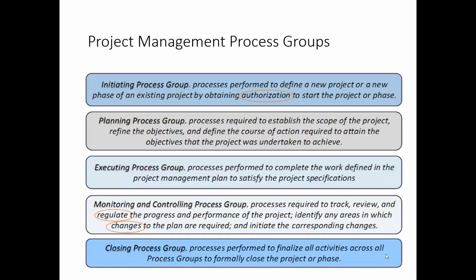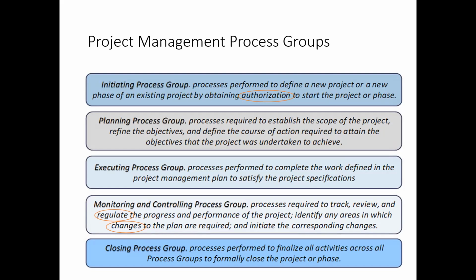Here we can see the project management process groups: the initiation process group, planning process group, execution process group, monitoring and controlling process group, and closing process group. What is the initiation process group? The initiation process group helps define a new project or a new phase of an existing project by obtaining authorization to start the project. So it means we have authorization to start the project in the initiation process group.